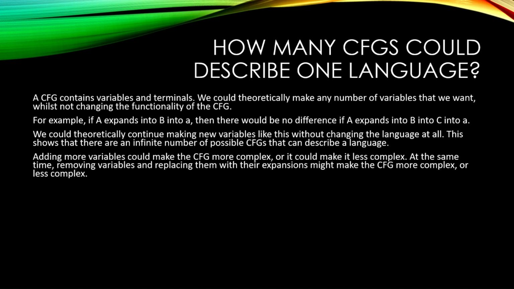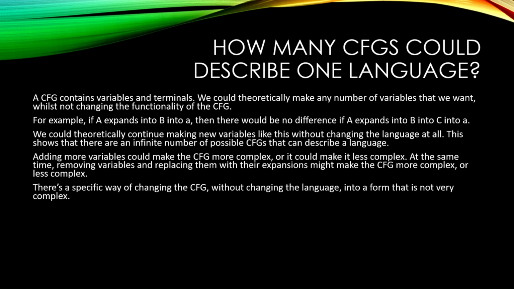Introducing more variables could make it more complex, or it could make it less complex. That's complex according to a computer. At the same time, removing variables and replacing them with their expansions in previous expansions might make the CFG more complex or less complex. There's a specific way of changing the CFG without changing the language in a way that can reduce how complex it is. So the form taken by the CFG after we've reduced it like this is Chomsky normal form.